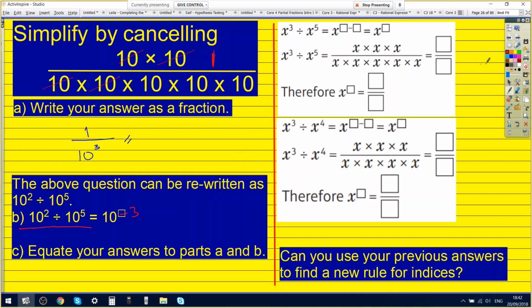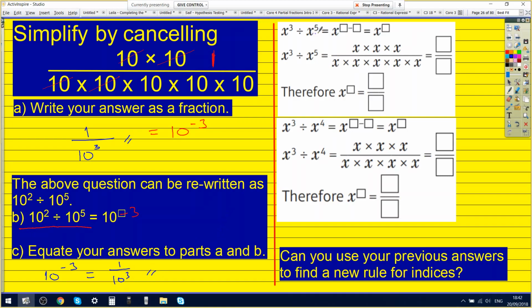And so the same question written a different way gives you 2 different answers. And so we know that the 2 answers must be the same as each other because it was the same question. So that shows us that 1 over 10 to the 3 is the same as 10 to the minus 3, or 10 to the minus 3 is equal to 1 over 10 to the positive 3.